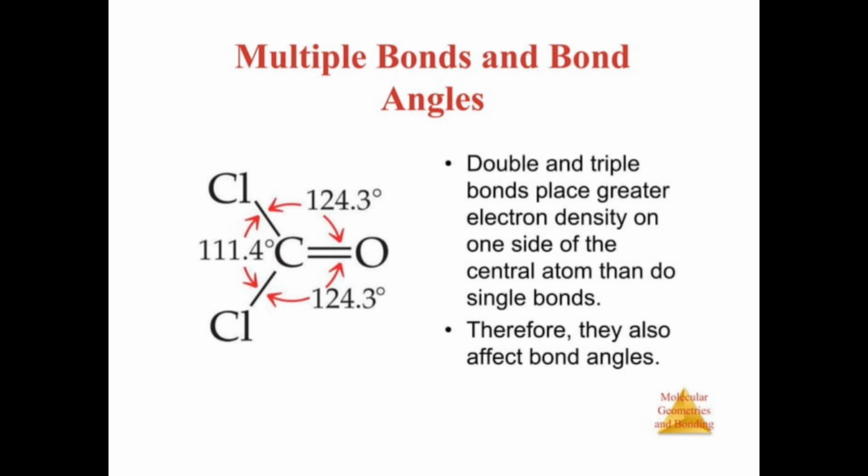So when you have a double and triple bond, it places a greater electron density on the sides of the central atom than the single bond. For instance, what we are trying to say is that the sides where you have double bonds, you are going to have a greater electron density than the side where you have a single bond, like you have seen. The side with double bonds is 124.3 degrees, while the side with single bond is 111.4 degrees. Therefore, double and triple bonds also affect bond angles. That's what we want to establish here. So it is important you know that.